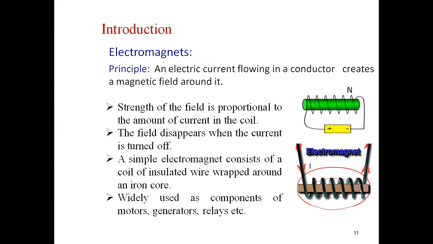A simple electromagnet consists of a coil of insulated wire wrapped around an iron core. So here is the insulated wire which is wrapped around this core. Electromagnets are widely used as components of motors, generators, relays, etc.